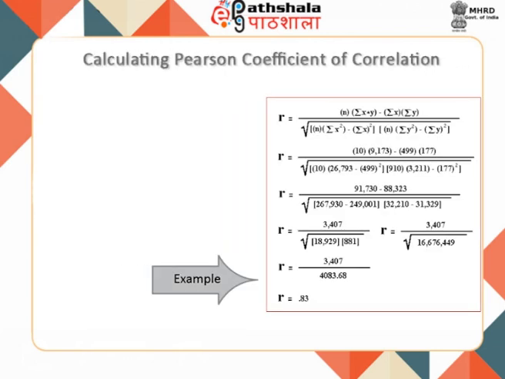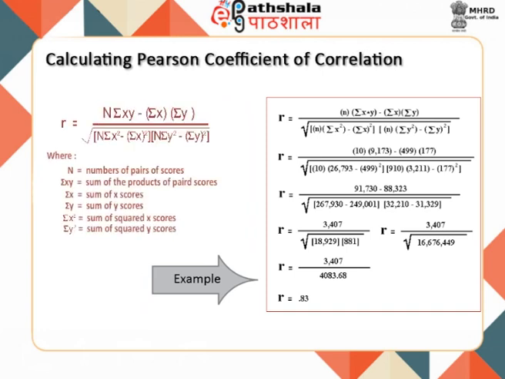The formula for calculating Pearson R is given in the slide, where n is the number of pairs of scores, x is the independent variable, and y is the dependent variable. Sigma xy is the sum of the products of paired scores. Sigma x is the sum of x scores. Sigma y is the sum of y scores. Sigma x square is the sum of squared x scores. Sigma y square is the sum of squared y scores. Now, by simply substituting these values from the data given, we can easily calculate the value of R.